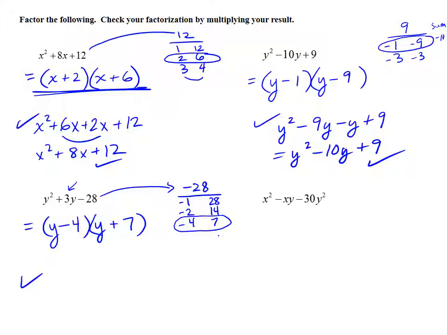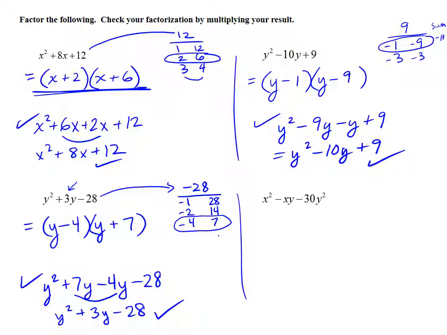So checking this, y times y is y squared. Outside terms, 7y. Inside terms, minus 4y. And then finally, negative times a positive would give me a -28 for the last terms. Collecting those terms in the middle gives us +3y. And so we have exactly what we started with, and that checks.